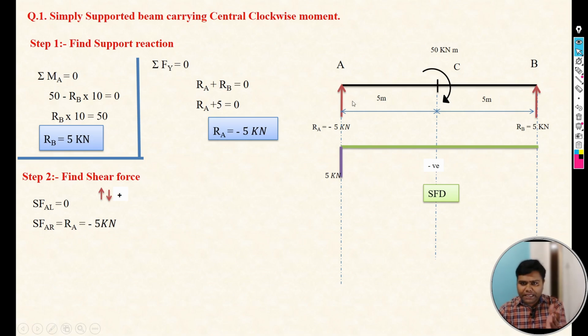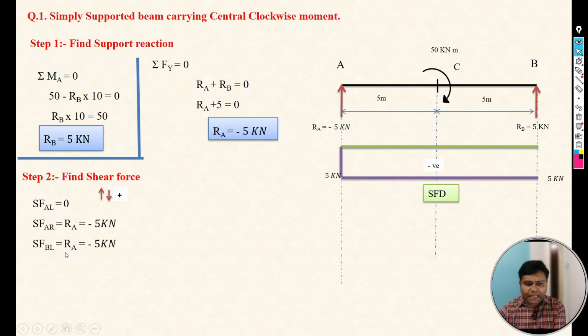Now A left and A right have been finished. The next point we can directly consider is B. Again take a section on the left of that B point, and focus on the left of that particular section. Only one force is there, that is Ra. So again B left, shear force is equal to minus 5 kilonewton. So the shear force is constant from A right to B left.